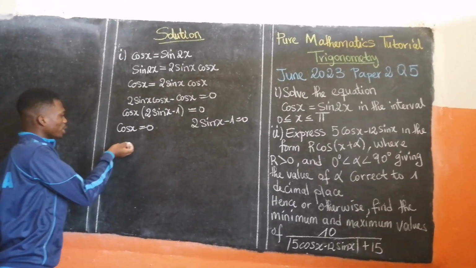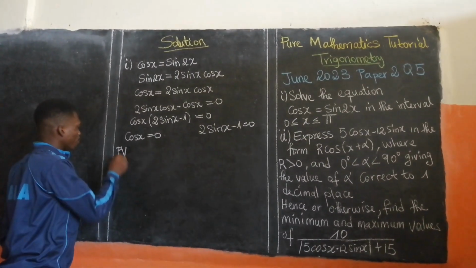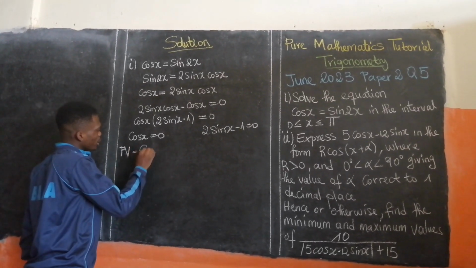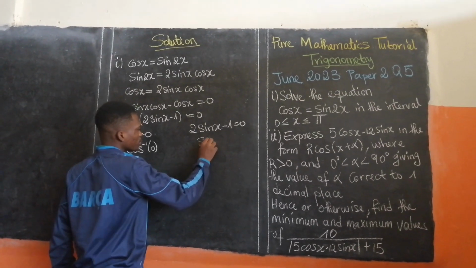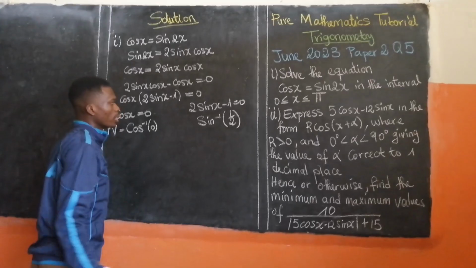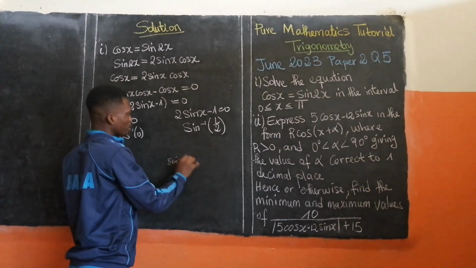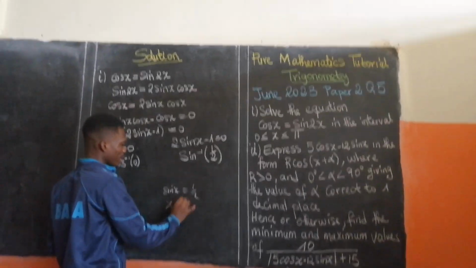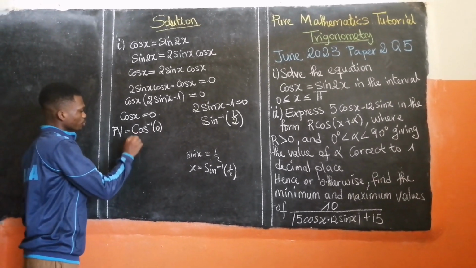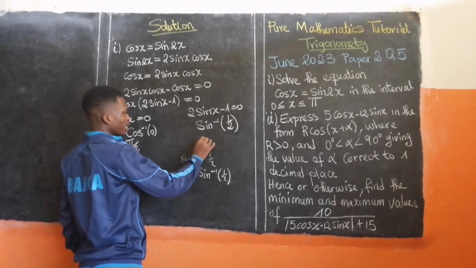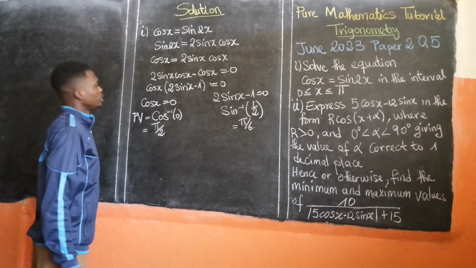And if cos x is equal to 0, it means that x, we are going to have here the principal values, the PV. The principal value here is going to be the cos inverse of 0. On the other hand, it's going to be the sin inverse of half. How come? From 2 sin x minus 1 equal to 0, we have that sin x is equal to 1 on 2. And so x is the sin inverse of half. Now, the cos inverse of 0 is pi on 2. Meanwhile, the sin inverse of half is pi on 6. Here we have the principal values, and we are going to proceed with the general solution.